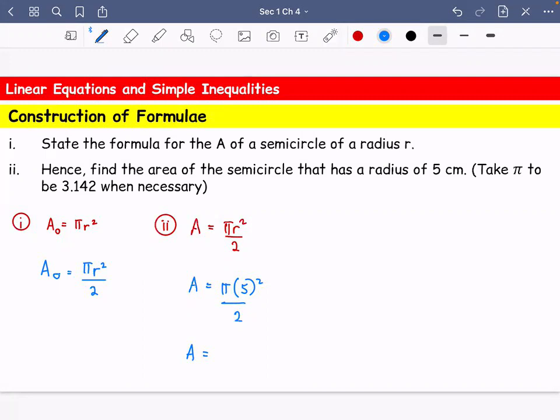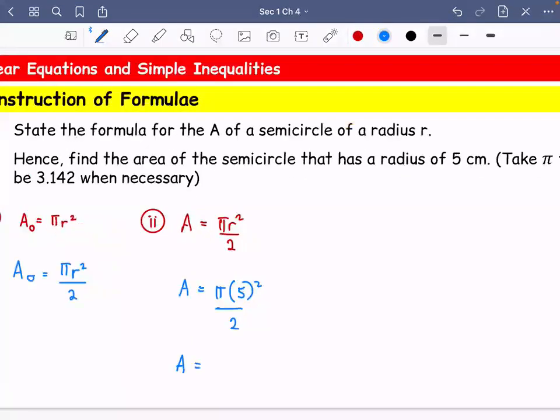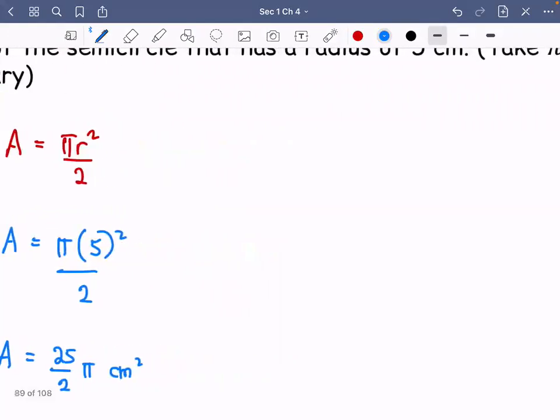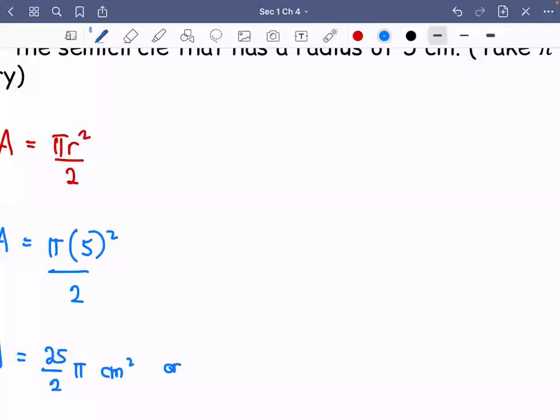But anyway, let's answer this. So it's 25 times pi divided by 2. Okay. So you can express your answer in terms of pi. You can answer like this, 25 over 2 pi centimeters squared, or as decimal, it's fine. 39.20, or 39.2, 3 significant figures, or 39.3 centimeters squared.